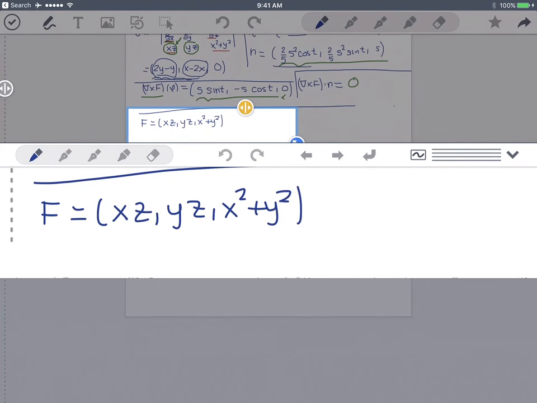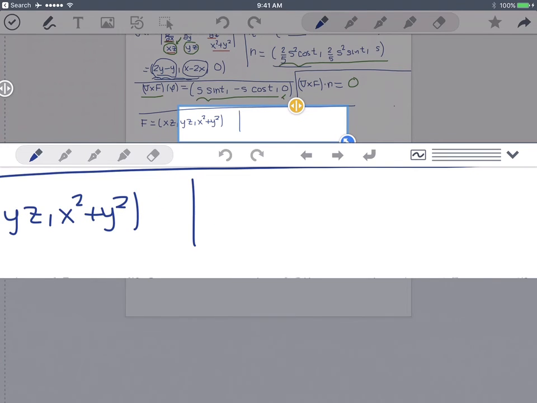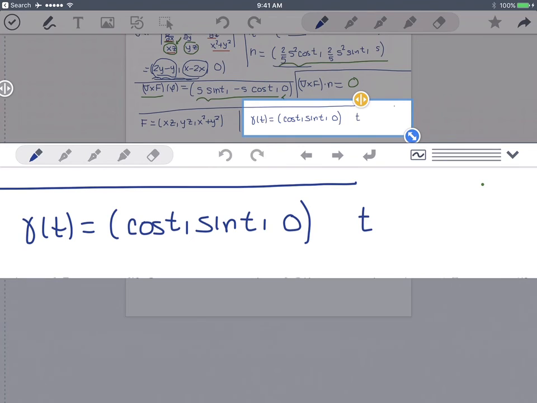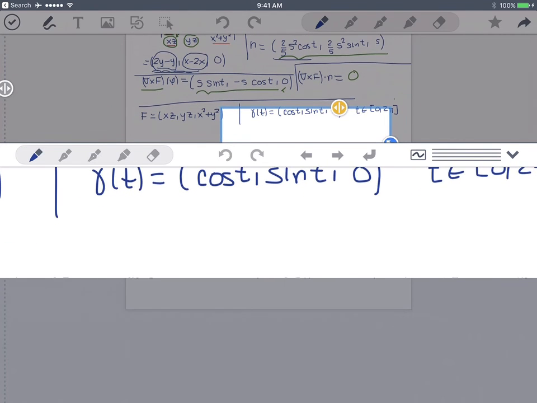What I need to do now is find the curve gamma for my boundary, and that's just a unit circle. So I need cosine t, sine t, 0. I want the unit circle on the xy plane, and of course t in 0 to 2 pi to have the whole circle. Then I need the tangent, so gamma prime, which is negative sine t, cosine t, and 0.